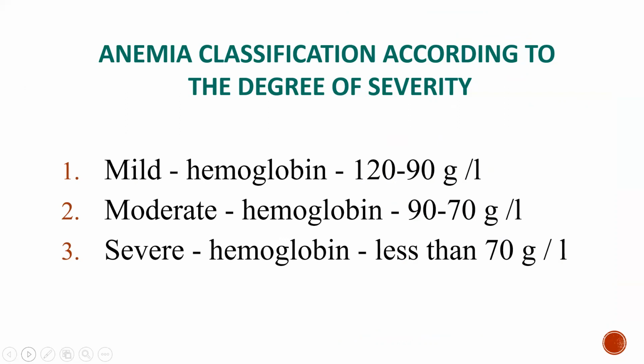According to the degree of severity, anemia can be classified as mild, moderate, or severe. Mild anemia is defined by levels of hemoglobin not below 90 grams per liter, moderate from 90 to 70 grams per liter, and severe is less than 70 grams per liter or 7 grams per deciliter.